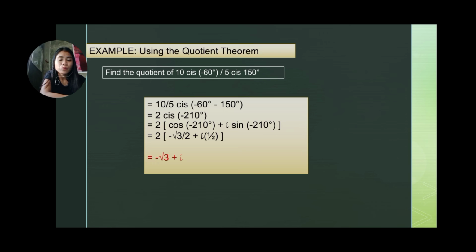Then we have 2 times the quantity negative square root of 3 over 2, since the trigonometric value of cos negative 210 is negative square root of 3 over 2, plus i times 1/2, since the value of sine negative 210 is 1/2. Therefore, the quotient of 10 cis negative 60 degrees over 5 cis 150 degrees is negative square root of 3 plus i.